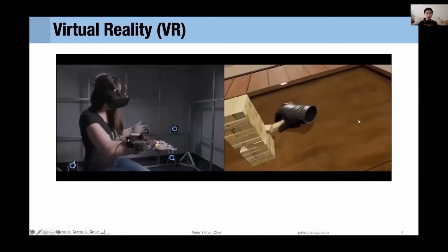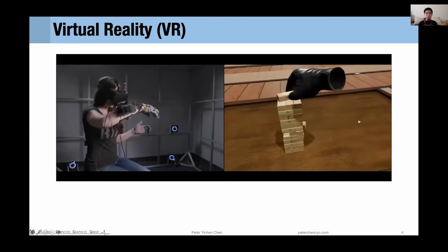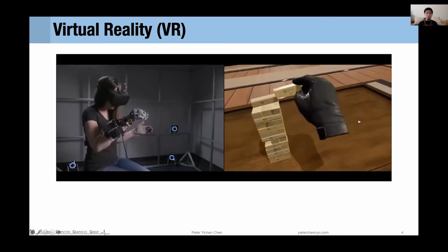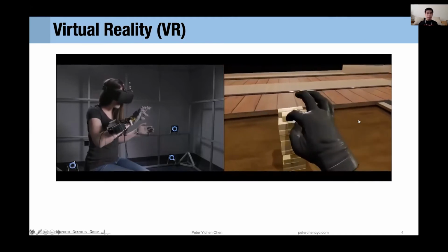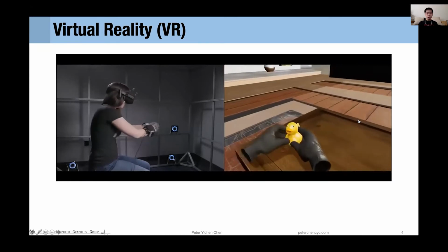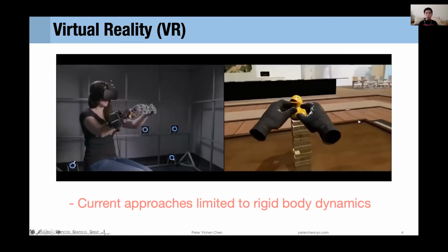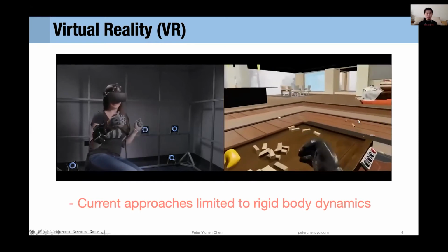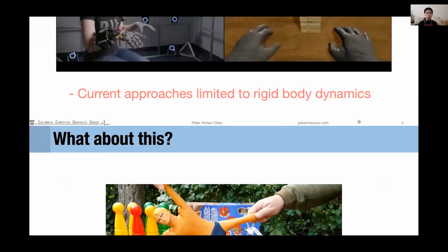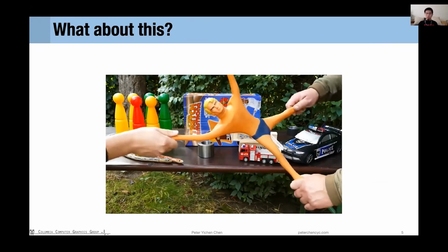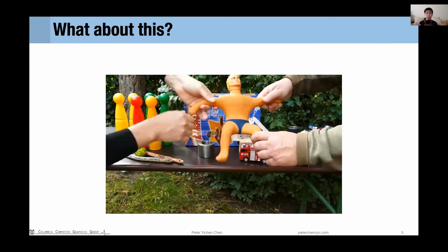In this video, the user is playing the Jenga game virtually. The reason this game is possible is that the Jenga blocks are being physically simulated as rigid bodies, stacking on top of each other. However, current approaches are often limited to rigid body dynamics because of the real-time requirement of the simulation. What if we want to manipulate something like super Armstrong, which is super elastic and super nonlinear?